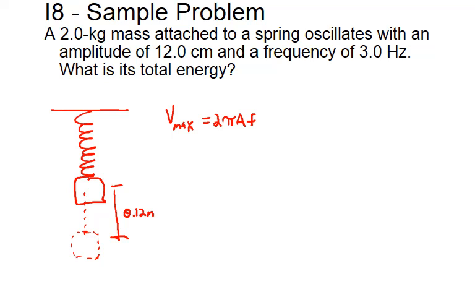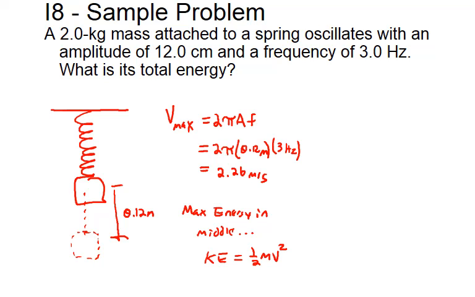All right, so Vmax equals 2 pi AF, and the maximum velocity would be 2.6 meters per second. Therefore, the energy in the middle would be 1/2 mv squared, for the kinetic energy, which should give 5.116 joules.